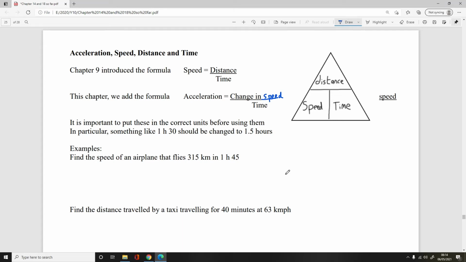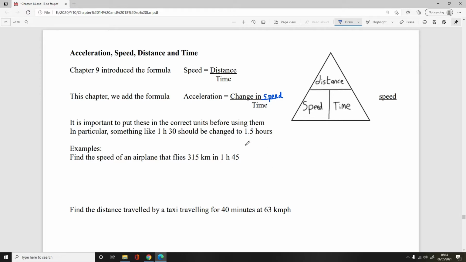Morning all. Today is obviously a very special day because we're going to finish the graphs booklet. So before we start celebrating, we're going to have a look at acceleration, speed, distance and time, which we started looking at yesterday with the speed time graphs. We're going to finish off today with the distance time graphs.